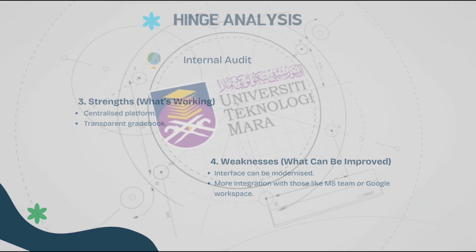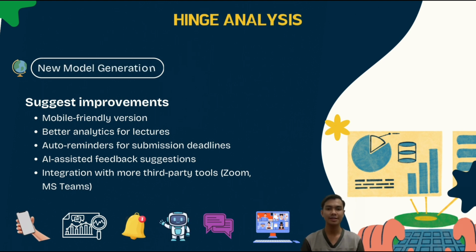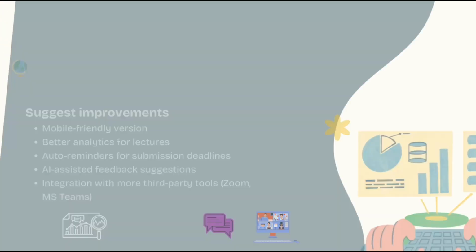By continuously improving these aspects, UFUTURE can become an even more effective and engaging platform for digital learning and assessment at UiTM. Next, I will discuss the new model generation, which is about suggesting new improvements and innovations to make the UFUTURE assessment workflow even better. While UFUTURE has already provided a solid foundation for digital teaching and assessment, there are several ways we can further enhance the system to support UiTM's goal of becoming a more advanced digital university.